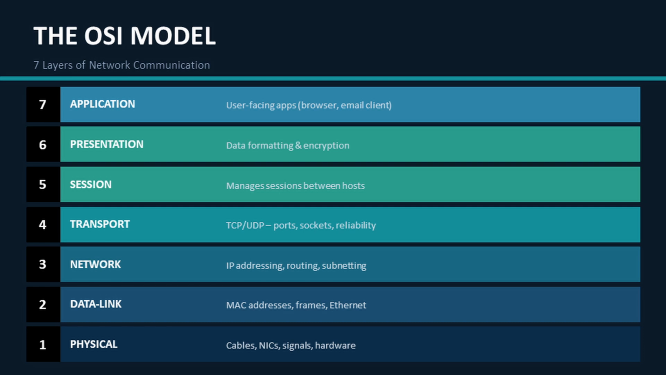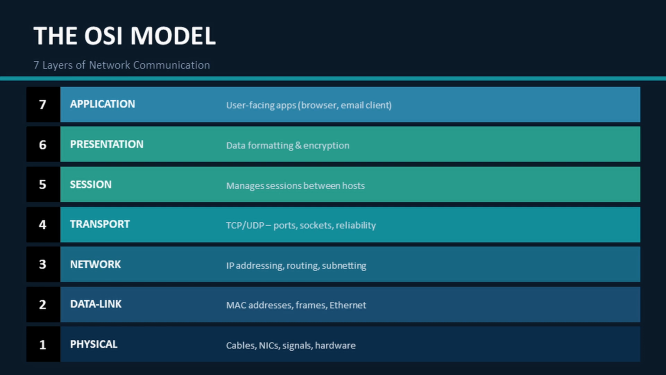Starting from the bottom, Layer 1, the physical layer, handles the actual hardware, cables, signals, and network cards. Layer 2, the data link layer, deals with MAC addresses and frames for local communication. Layer 3, the network layer, handles IP addressing and routing across networks. Layer 4, the transport layer, manages TCP and UDP, controlling reliability and ports. Above those are the upper 3 layers.